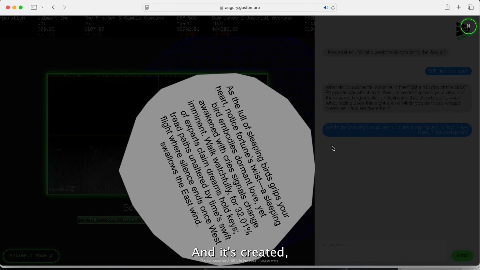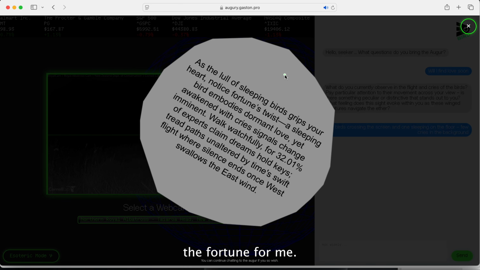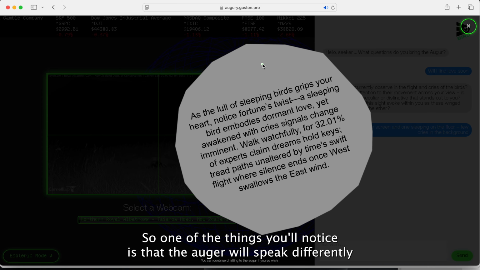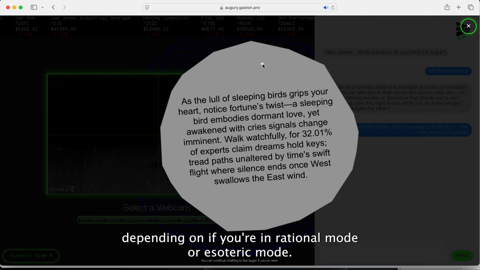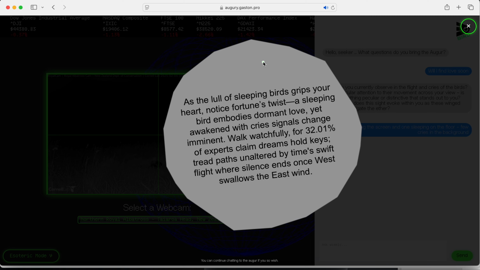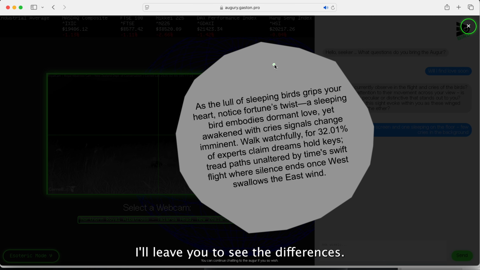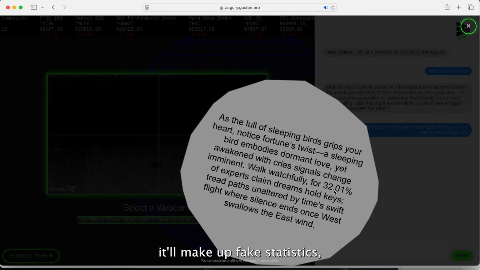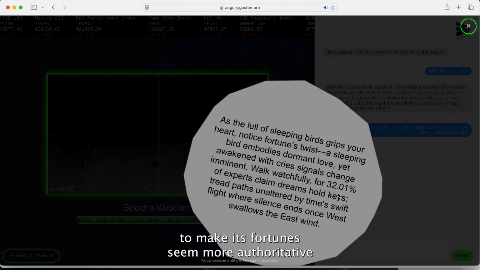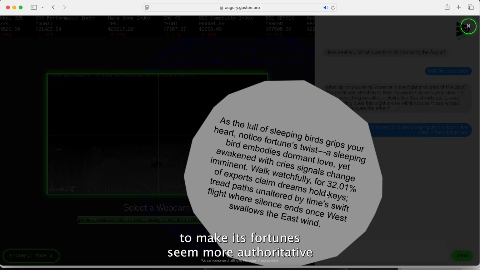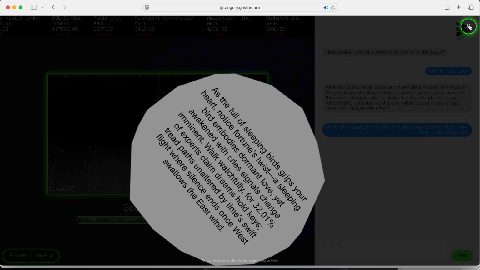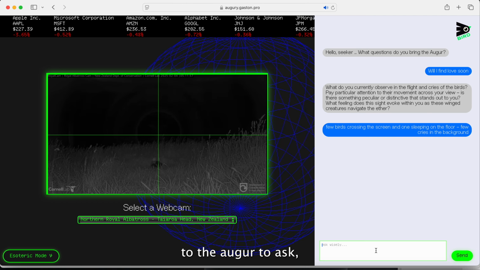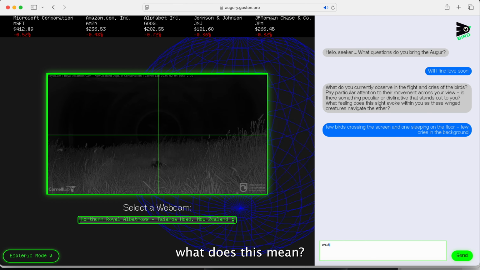And it's created the fortune for me. One of the things you'll notice is that the augur will speak differently depending on if you're in rational mode or esoteric mode. I'll leave you to see the differences. But one example is that it'll make up fake statistics to make its fortune seem more authoritative. And you can keep speaking to the augur to ask it questions.